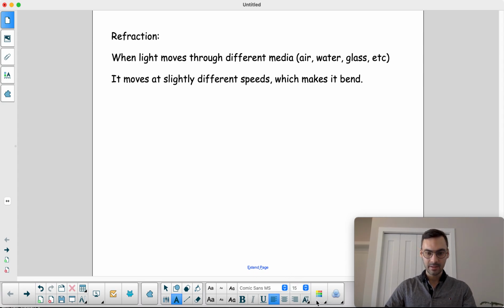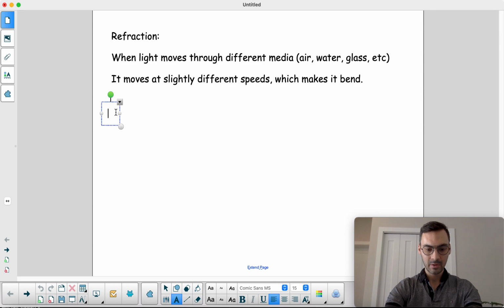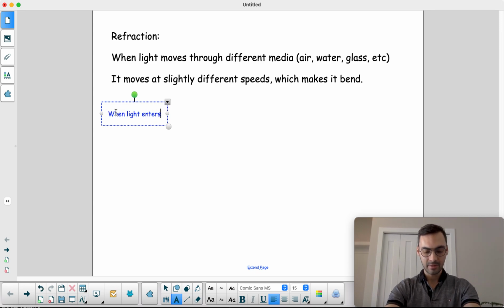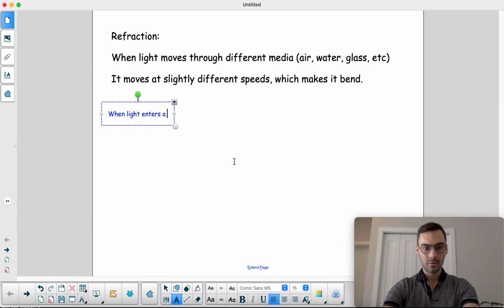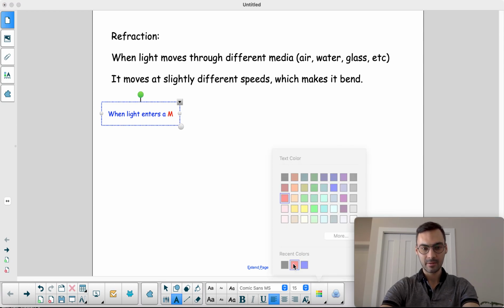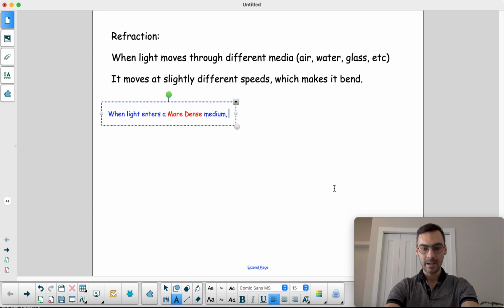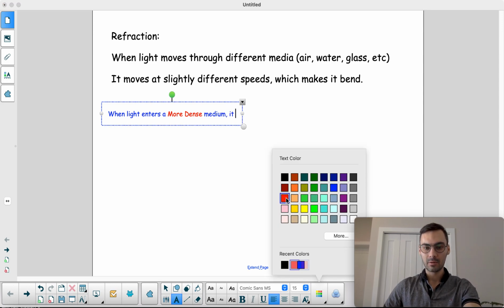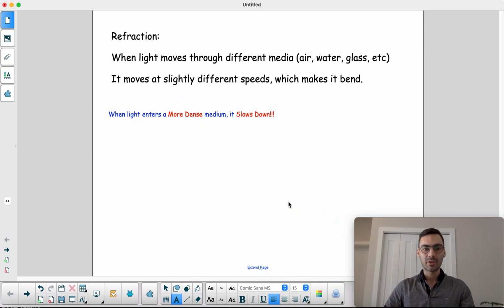Let's take a look at, I'll do some color coding here. Let's do blue. We always like blue. When light enters a more dense medium, it, drum roll, slows down. This actually, the speed that it is traveling at, it slows down.